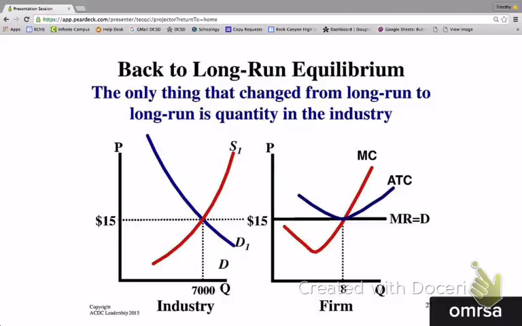Now, back to long-run equilibrium. The only thing that has changed when we go from the long run into the short run, then back to the long run, is the quantity in the industry. That's the only thing that changes. For the individual firm, they are earning a normal economic profit in the long run, and when we go to the new long run, they're still earning a normal economic profit. But the change that has taken place is that the quantity produced in the industry as a whole has now increased.